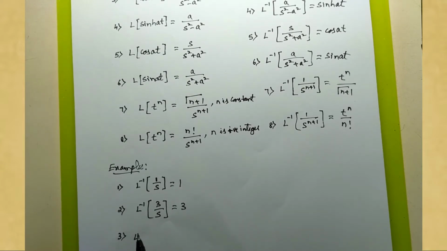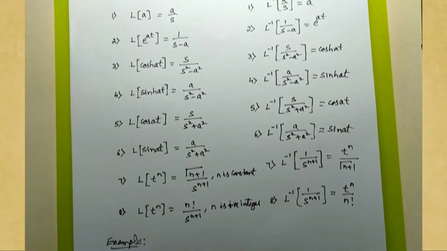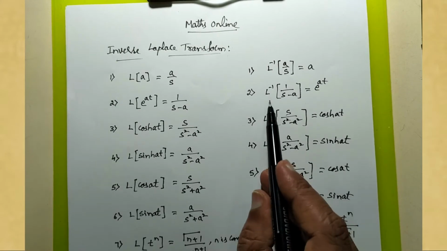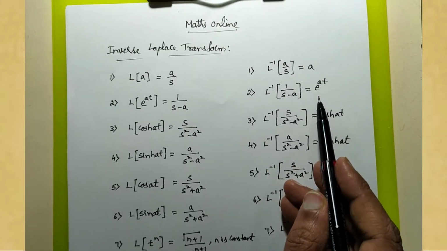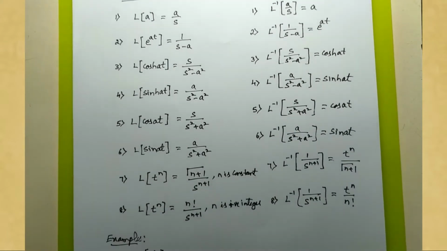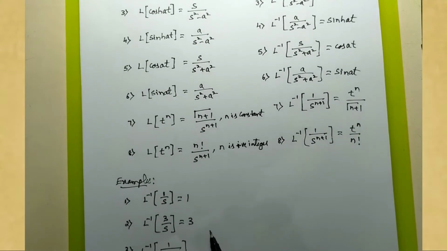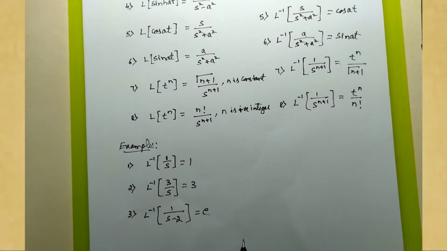Similarly, if I write inverse transform of 1 by s minus 2. According to this, we know the formula: inverse transform of 1 by s minus a will be e power of at. So if I want to write down this solution here, it is e power of at. What is the value of a in this case? The value of a is 2. So we'll be getting e power of 2t.